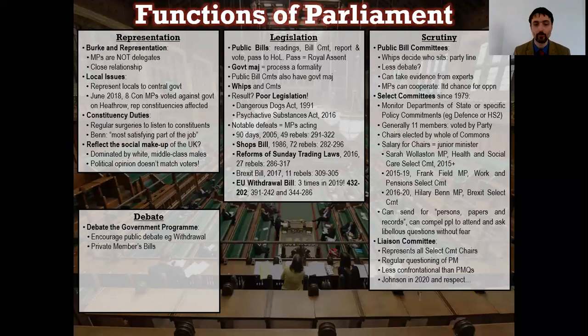Private members' bills also allow for debate. Private members' bills are parts of parliamentary business that MPs, backbenchers generally, even opposition MPs, get to put forward laws they think would be a good idea. Now, generally speaking, these tend not to get passed, but they do provoke debate.